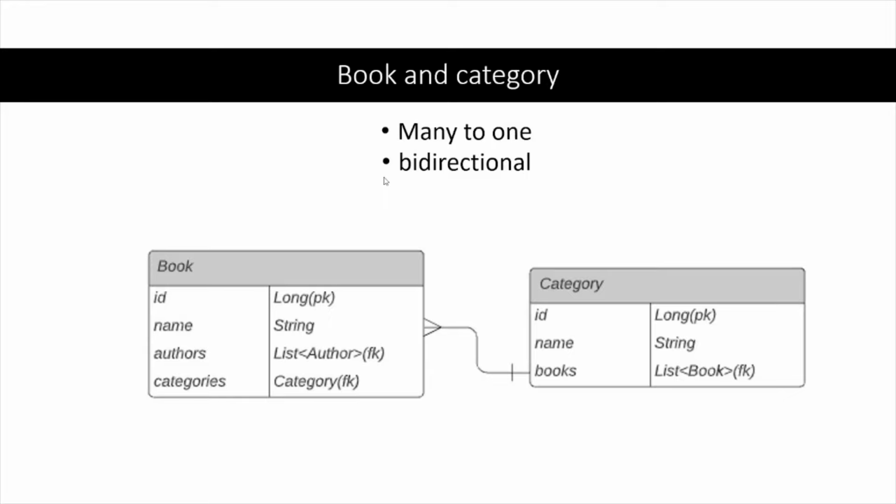The book and category entities will have a many-to-one relationship. This means that a category will have multiple books, but book can only have one category. This relationship is also a bidirectional relationship, and this means that category entity will have a reference to the books, and books entity will have a reference to the category entity.